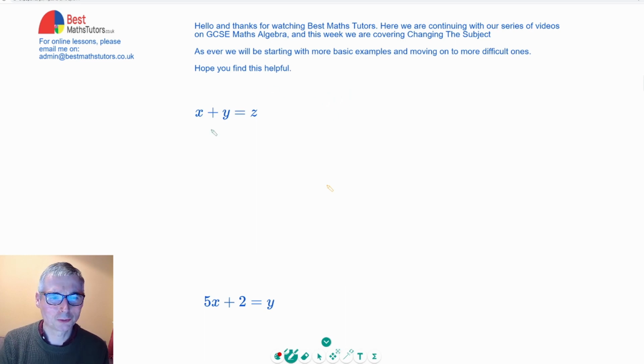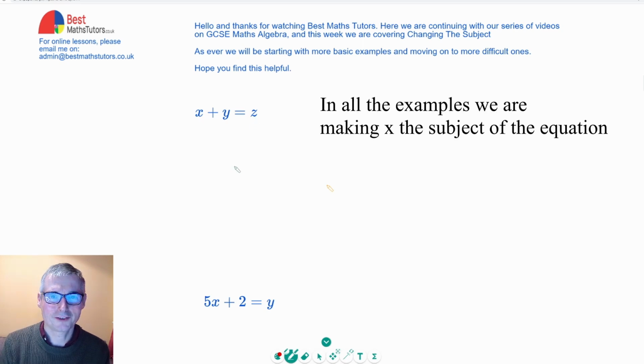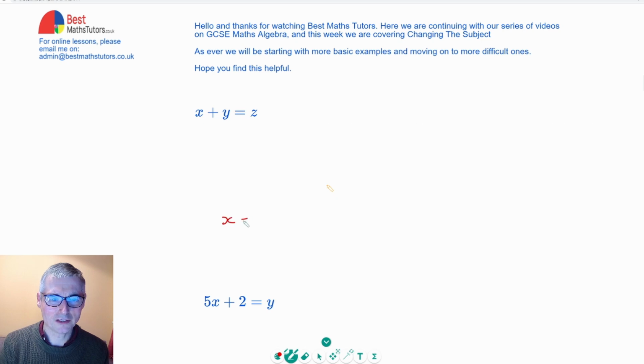So the first question we've got is x plus y equals z. Eventually what we're going to end up with at the bottom is something like x equals and then some algebraic expression. So we've got to get the x on its own for it to be the subject. So to do that, we have to look at this side and say, well, we've got x plus y equals z. To get rid of this y that's with the x, we need to take away, because that's the opposite to adding y.